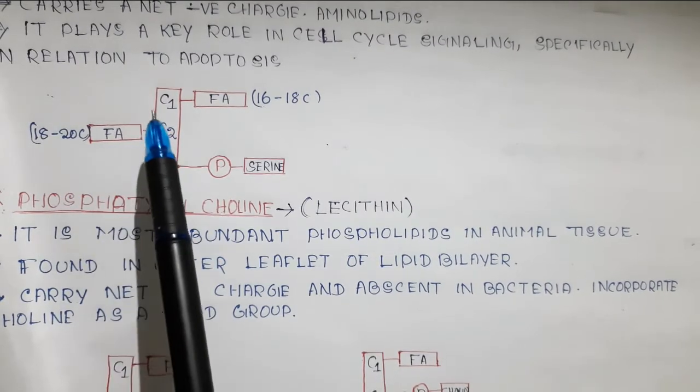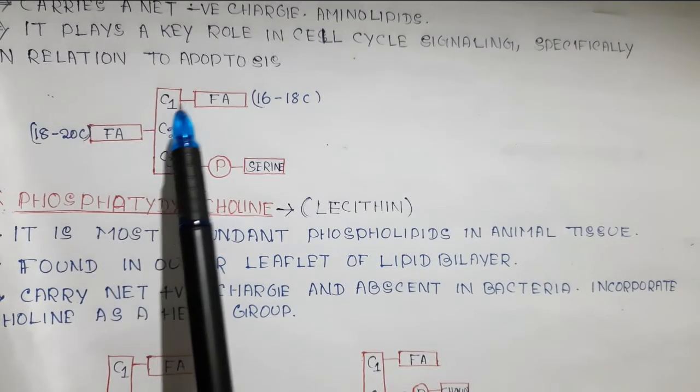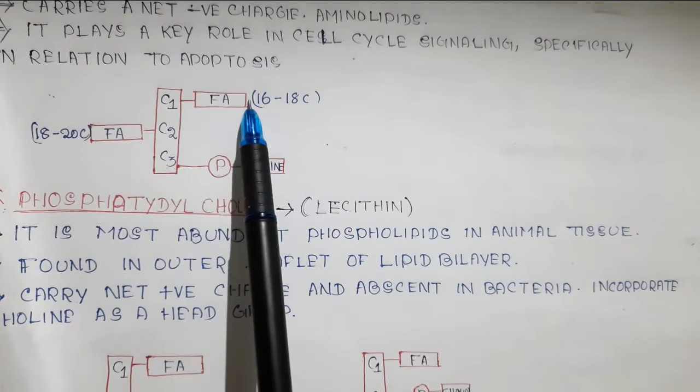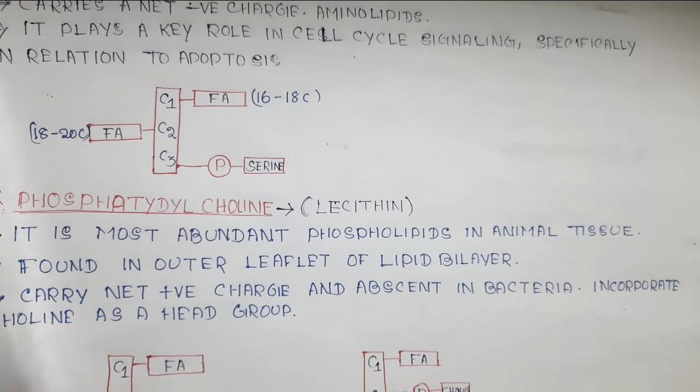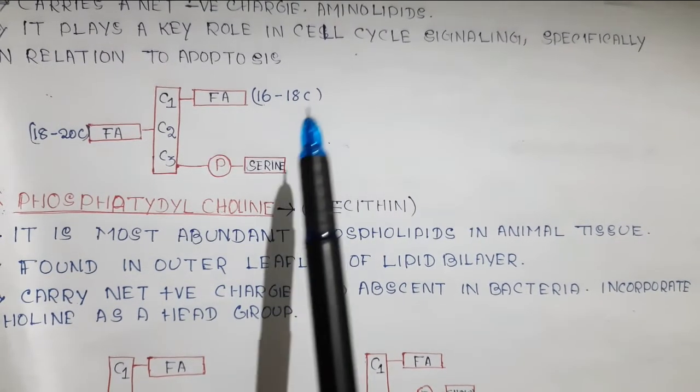And if we see carbon number 1, which is attached with the fatty acid, it is 16 to 18 carbons long, and it is saturated.